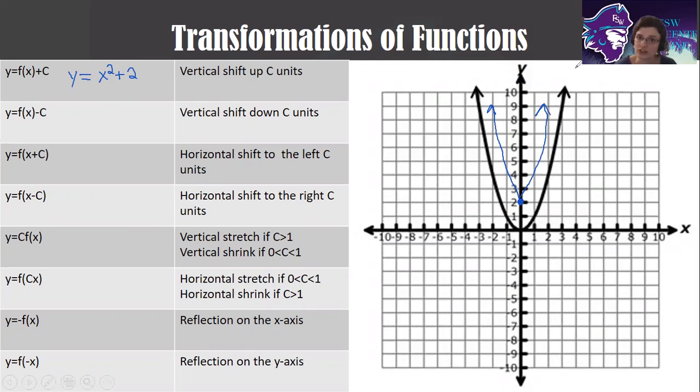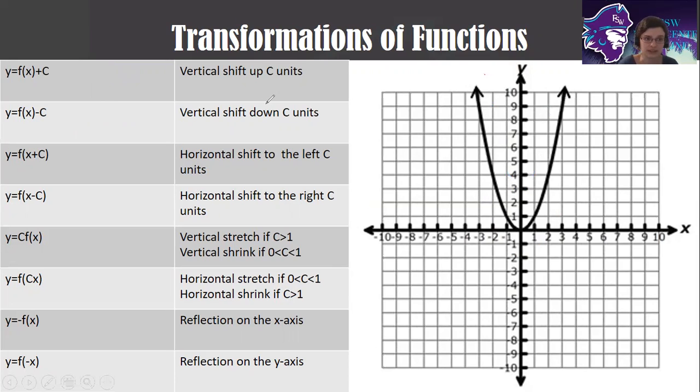A similar transformation can be done in a downward direction. So if y equals x squared minus 2, that represents starting 2 units down from the parent function and drawing your graph. But that is a vertical placement. We can also have horizontal shifting.